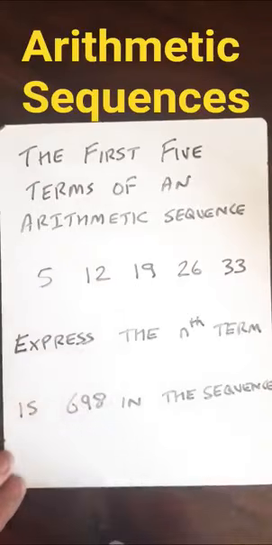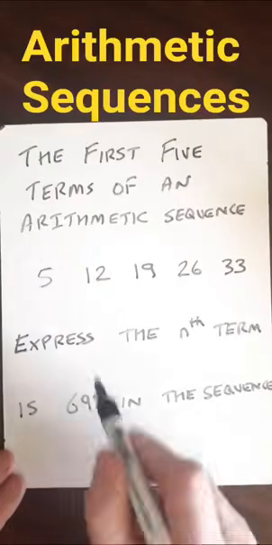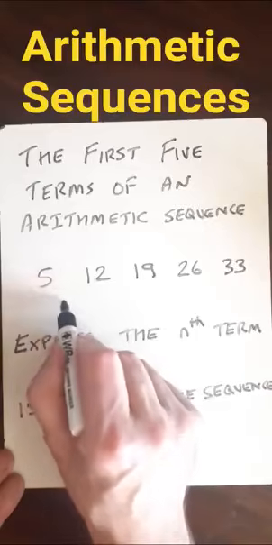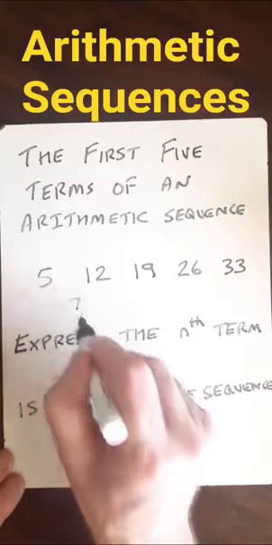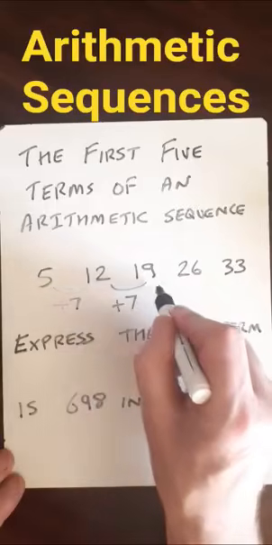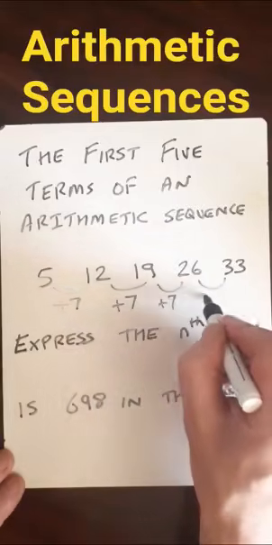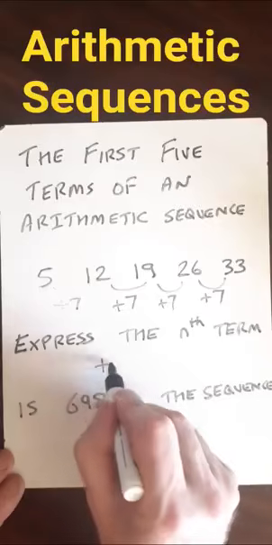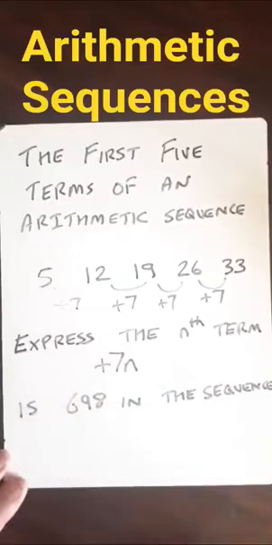So for the nth term, first of all, what we need to do is find out the difference from term to term. So 5 to 12 has a difference of plus 7. 12 to 19 has a difference of also plus 7, and so on. So the difference is always plus 7. So I'm going to write plus 7n.